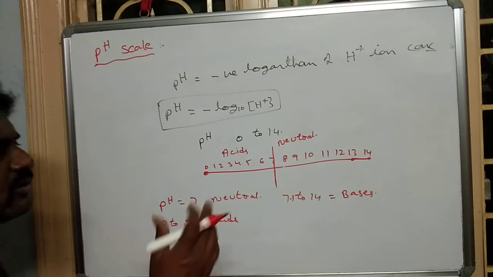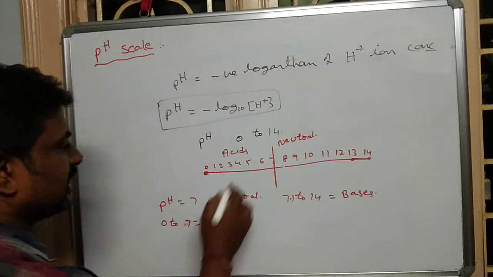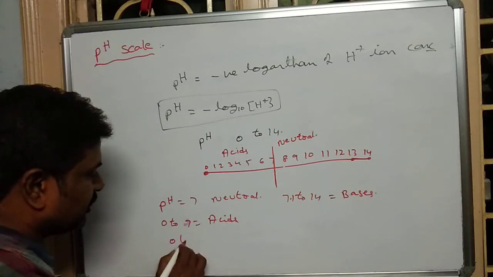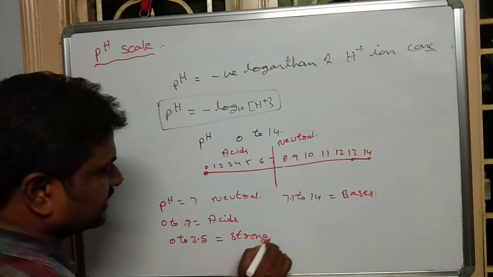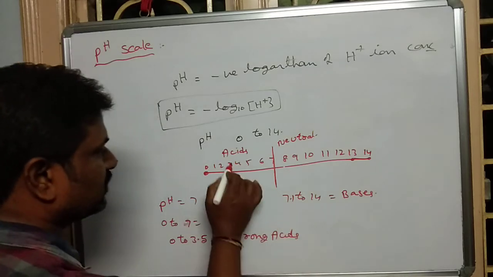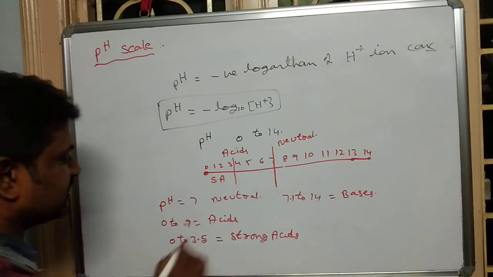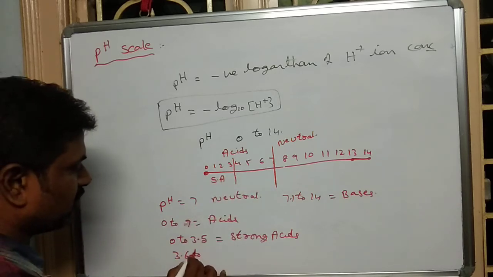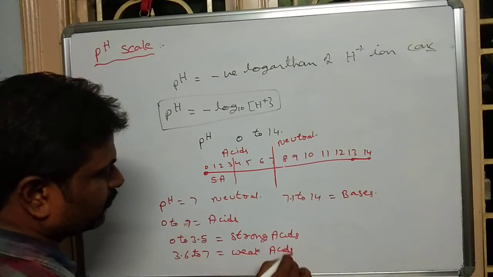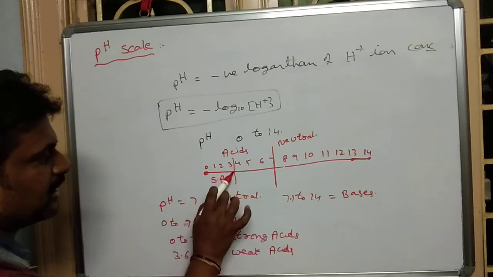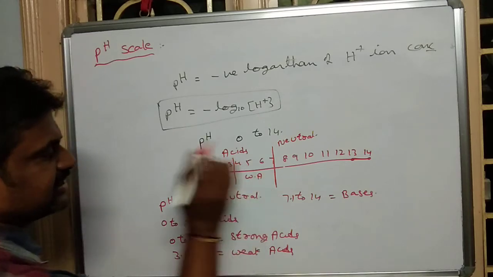The acids are also classified into two types: strong acids and weak acids. The values from 0 to 3.5 are called the strong acids. 3.6 to 7 are the weak acids.